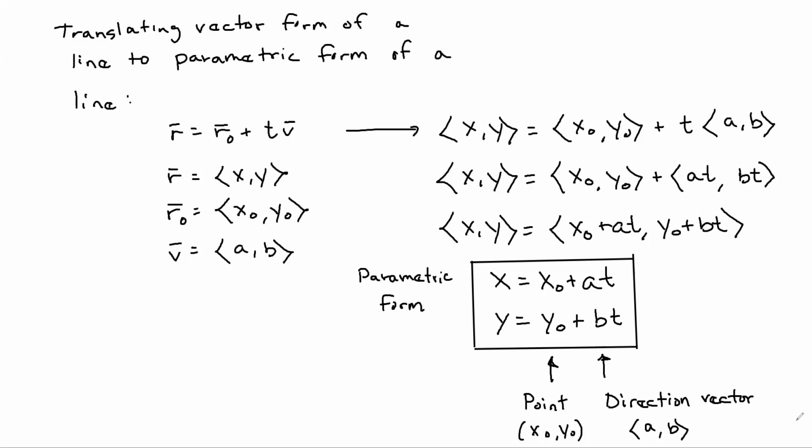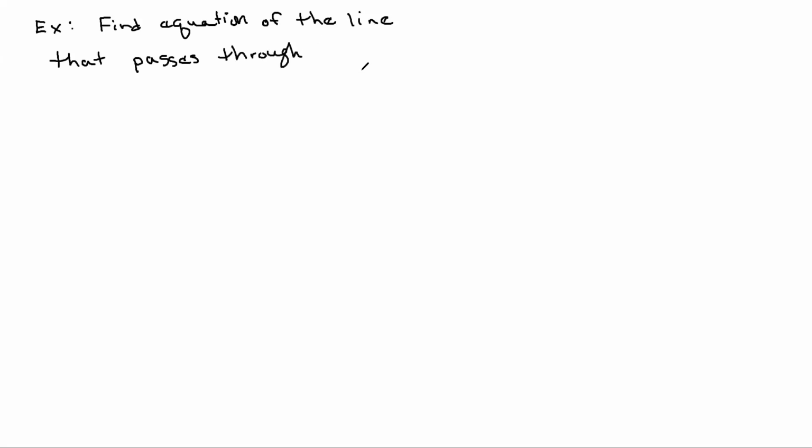Let's do an example. Let's find the equation of the line that passes through 1, 3 with direction vector 2, -1.